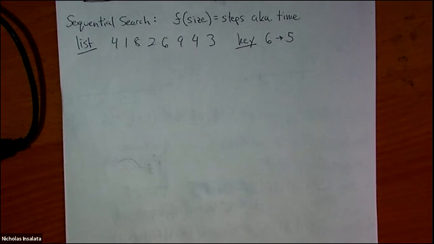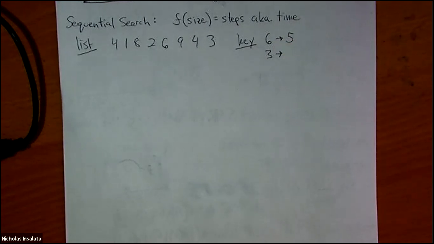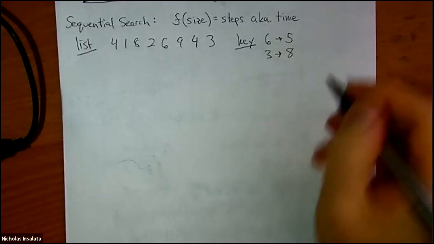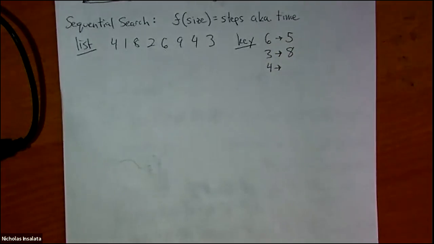How about if I search for the number 3? How many steps is that going to take? 8 steps, right? And what about if I search for the number 4? How many steps is that going to take? Not 7.